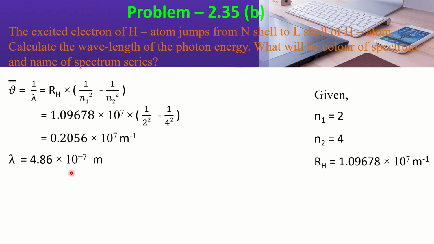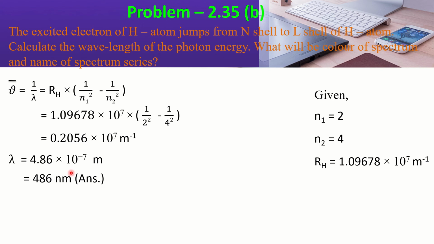Dear students, if you keep it in meter, then it is also correct. But here we have to find out the color of the spectrum, and to find out the color of the spectrum, we should convert the wavelength into nanometer. So we get lambda equal 486 nanometer.